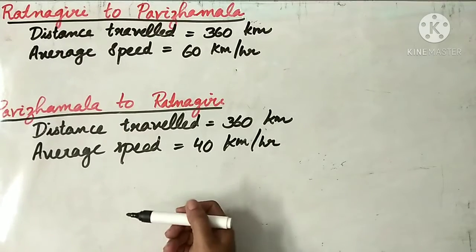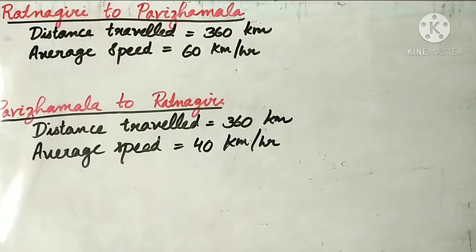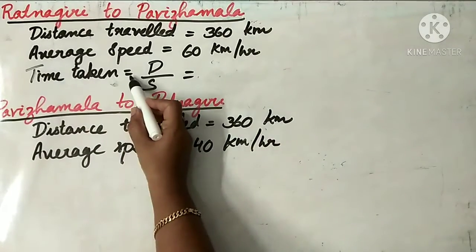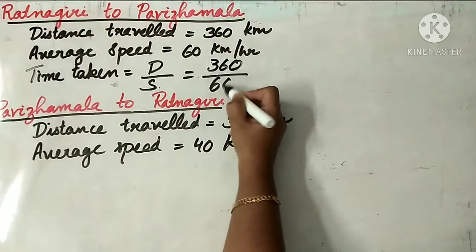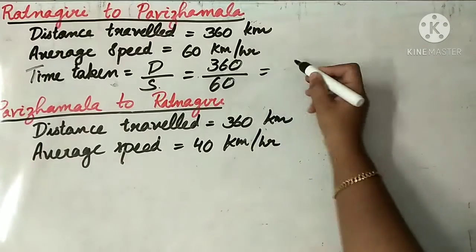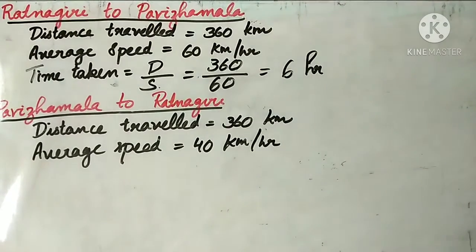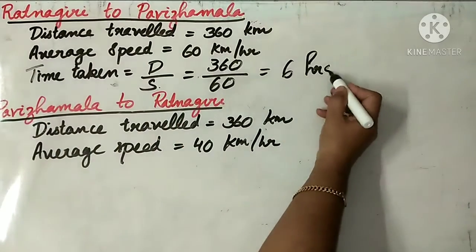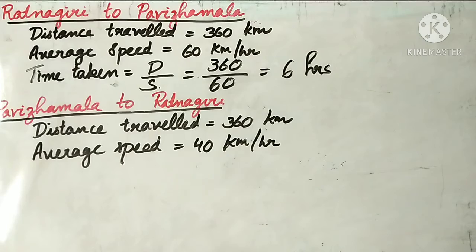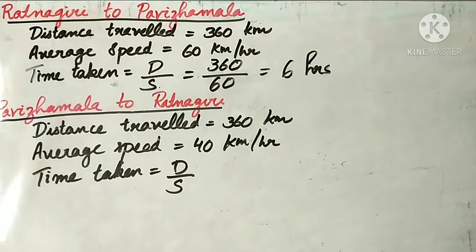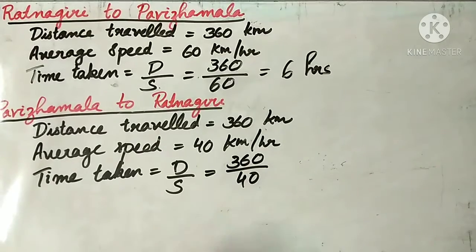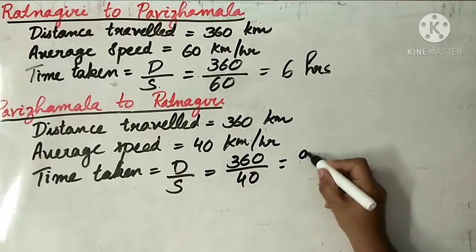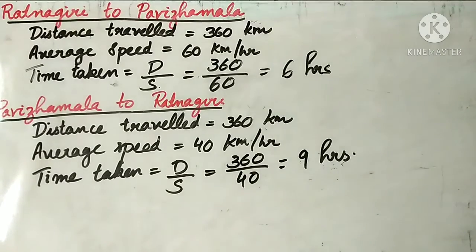So, first of all, we will find out the time taken in both the travels. Time taken is equal to distance by speed, that is 360 divided by 60. When we divide, we get 6 hours. So, time taken to travel from Ratnagiri to Pavidamala is 6 hours. Now, we will find the time taken for the return trip. Time taken is equal to distance by speed. When we substitute, we get 360 divided by 40, that is equal to 9 hours. Clear? Now we can find the average speed of the entire trip.